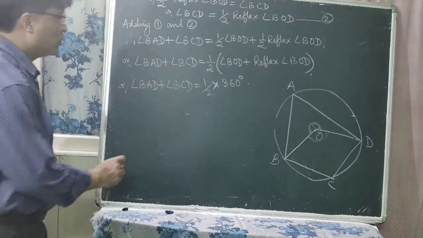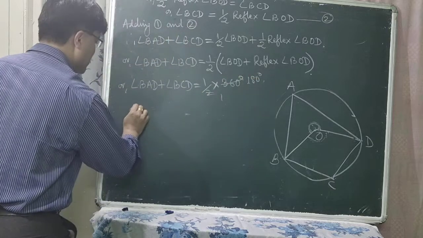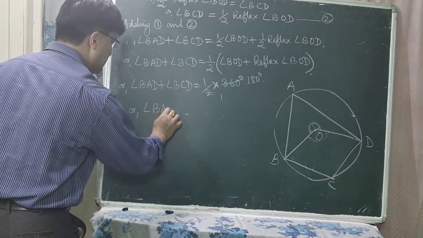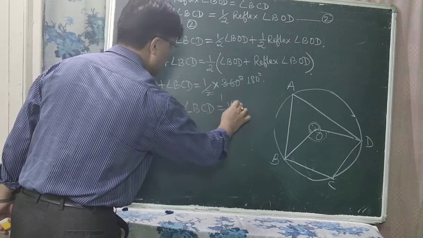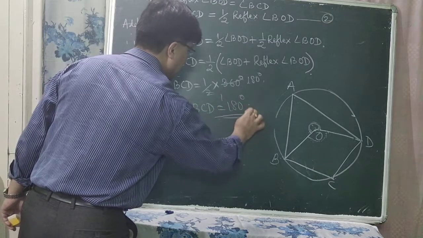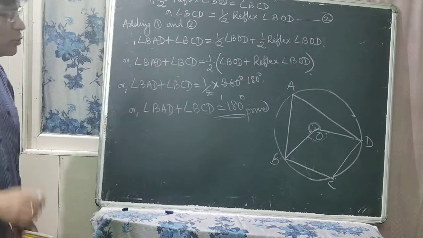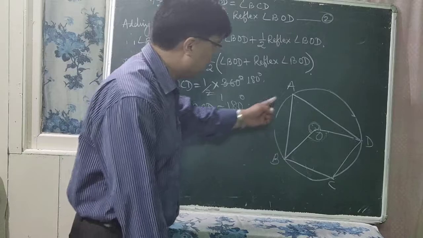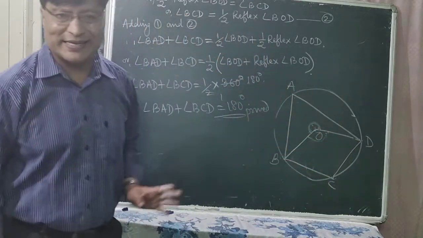Is that clear? So you can cancel it. It goes 180 degrees. So angle BAD plus angle BCD is equal to what? It is 180 degrees. That is proved. Now what is to be proved? You have to prove that this angle ABC plus angle ADC is also 180 degrees.